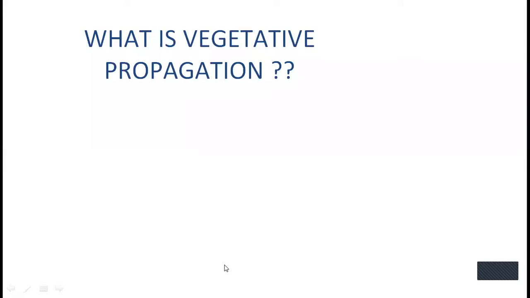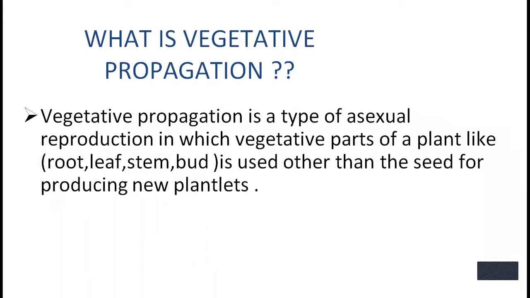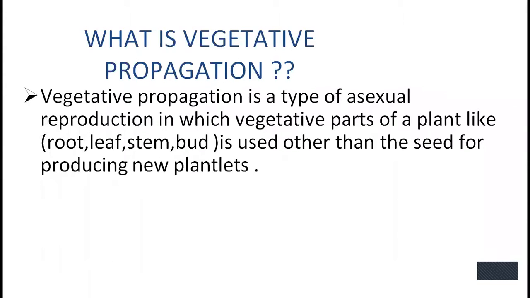Now, what is the proper definition of vegetative propagation? It is a type of asexual reproduction. Why is vegetative propagation a type of asexual reproduction? Because only one parent is required here also. A vegetative part of the plant, like root, leaf, stem, or bud, is used, other than the seed, for producing new plantlets.